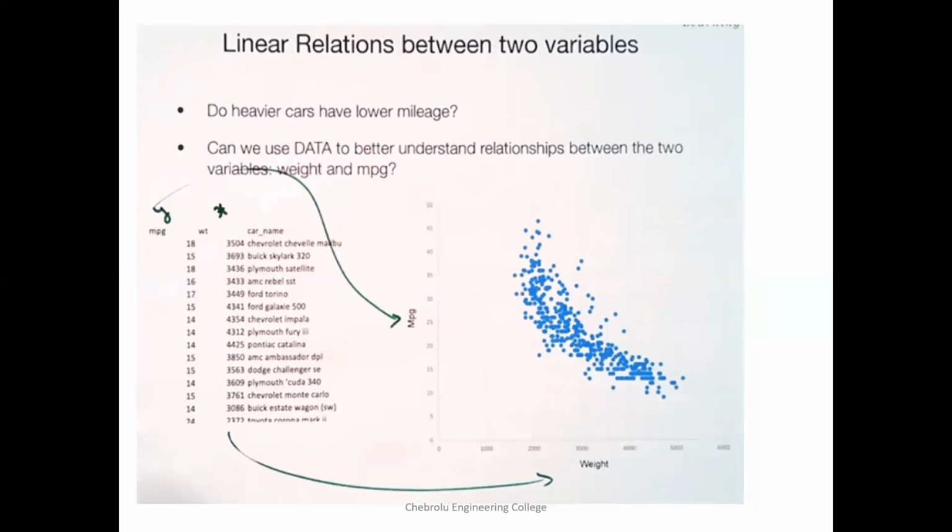Do heavier cars have lower mileage? By looking at this graph, we may not be in a position to assess. But definitely, as weight increases, the miles per gallon is decreasing. So this is how it is. Now let us see what all the possible relations are.